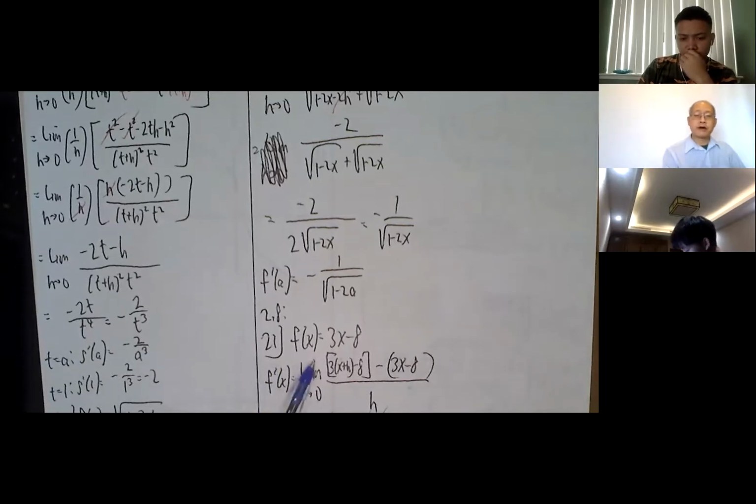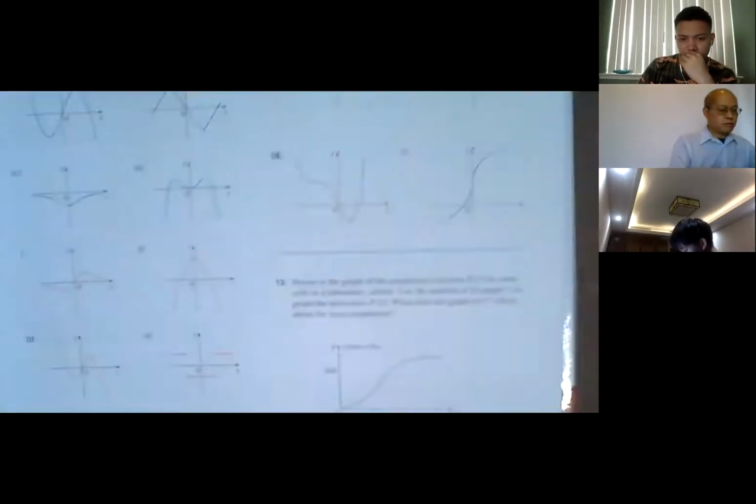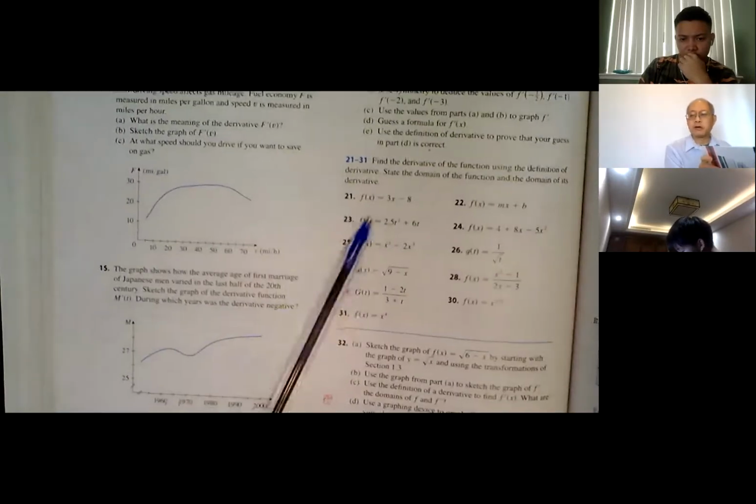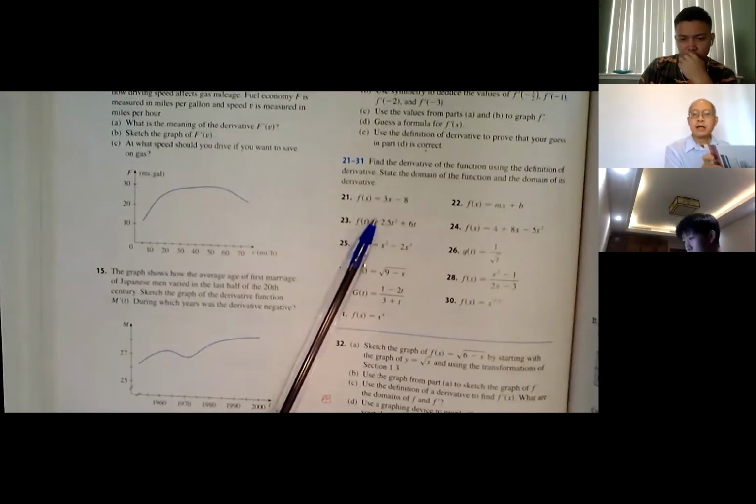Okay, so what's the derivative of 3x minus 8? Again, no fair. Those of you who know the shortcut, you got to show me all of this. Okay, so 2.8, problem number 21. So we have some more derivatives over here also. So what's the derivative of 3x minus 8? Again, using the definition of the derivative. Okay, so no shortcuts.